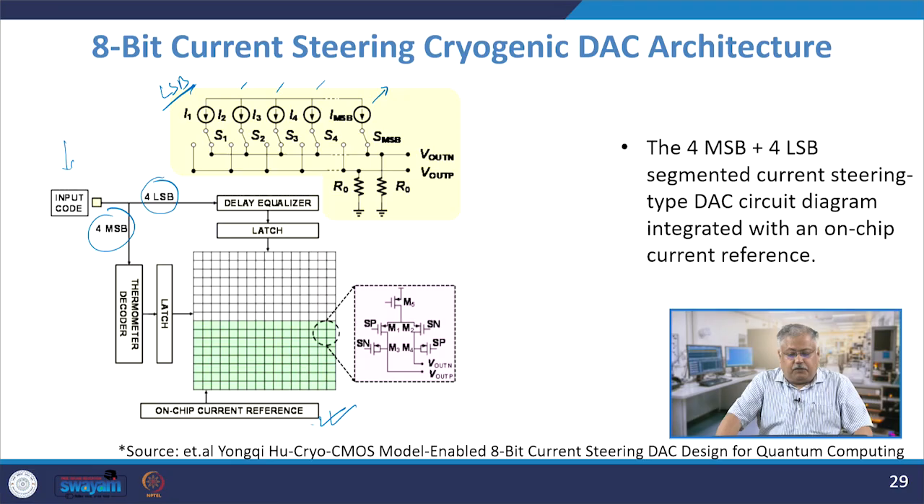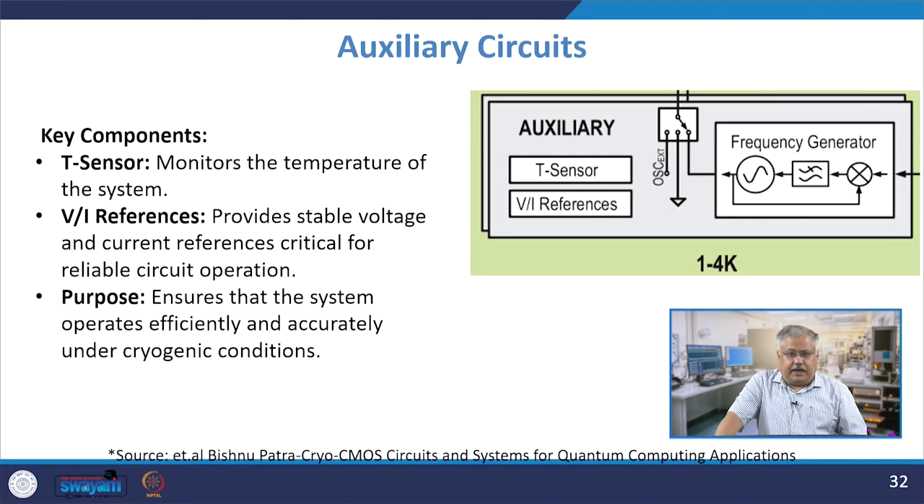The only problem with such a current steering DAC architecture is that it is quite power hungry, because you need to generate these band gap references and current sources multiple times. So, if there are 8 bits available to you, you require 8 independent current sources which are basically extracted from the band gap reference. So, that is sort of a cost you pay for a much more accurate value of the DAC architecture.